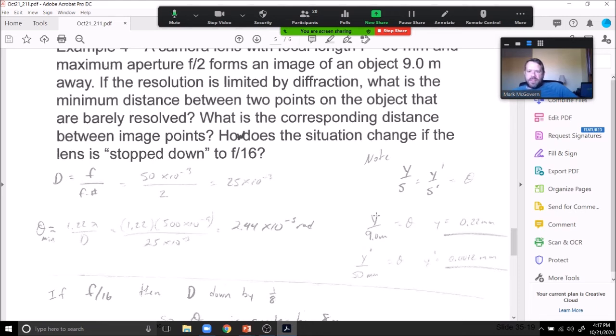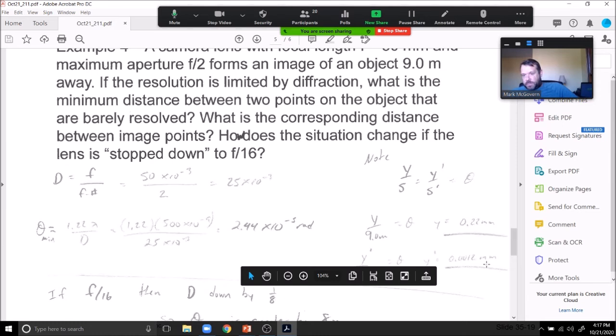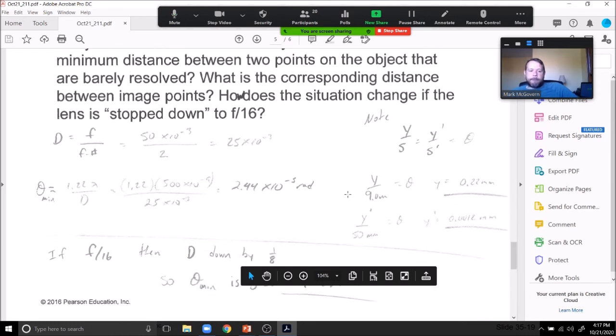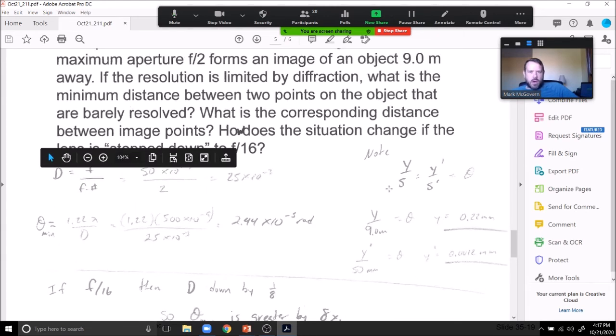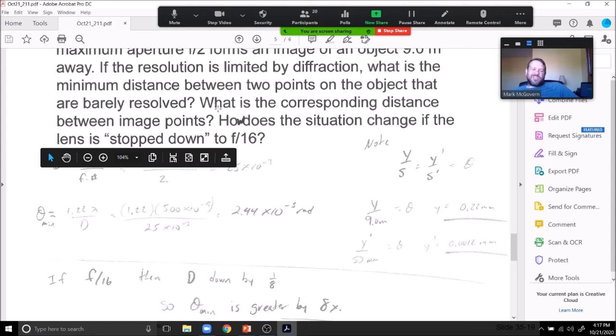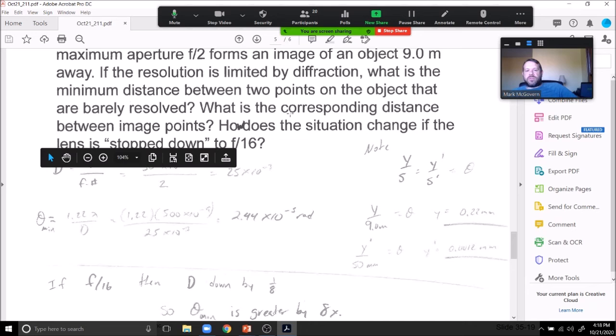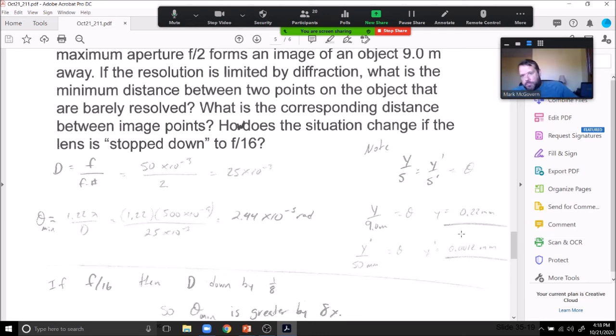And then for the next one, we change this to f number 16, and that goes down a bit farther. Oh wait, what did I do here? This is the corresponding distance between image points. So the minimum distance between two points on the object is 0.22 millimeters. When it's projected onto the screen, those are the primes, and this is extremely small, 0.0012 millimeters. That would be the image we're projecting here.